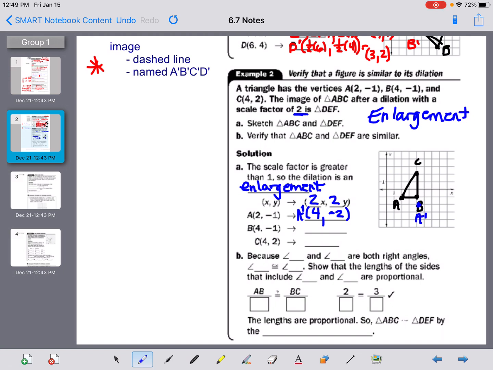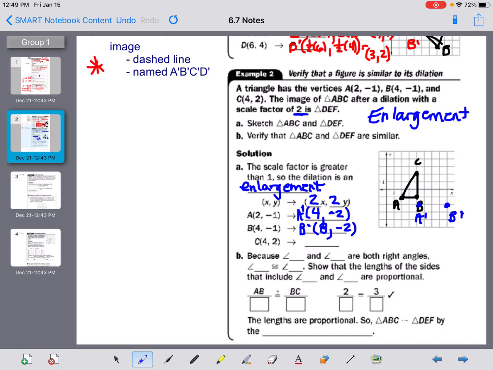B was at 4, -1. So my B prime, I do 4 times 2 and I get 8. I do -1 times 2 and I get -2. So there's my new B point on my graph.